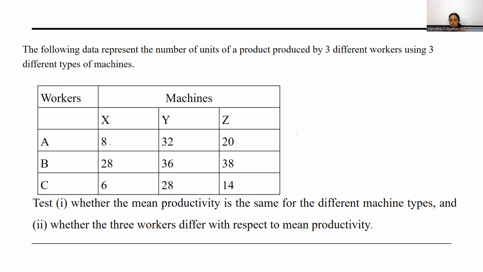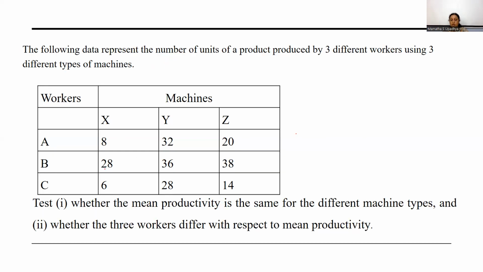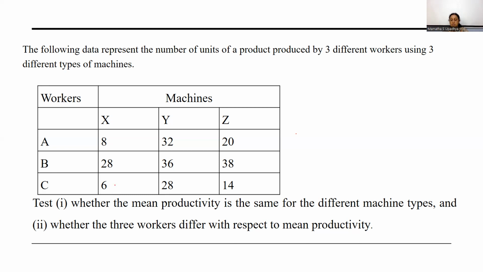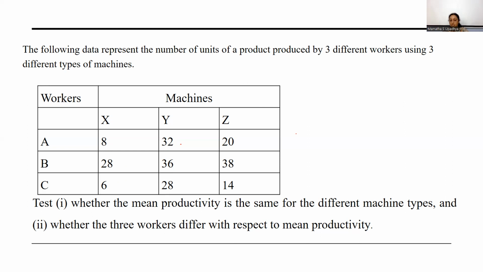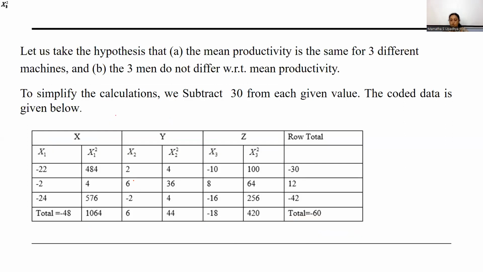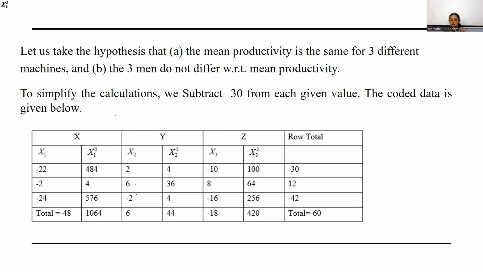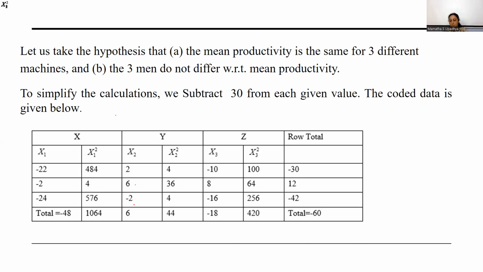So how do we do it? 8 minus 30, so I'll be getting minus 22. Similarly 28 minus 30, so I'll be getting minus 2. 6 minus 30, we'll be getting minus 24. Similarly 32 minus 30, we'll be getting 2. 36 minus 30, which is equal to 6. And then 28 minus 30, which will be equal to minus 2.